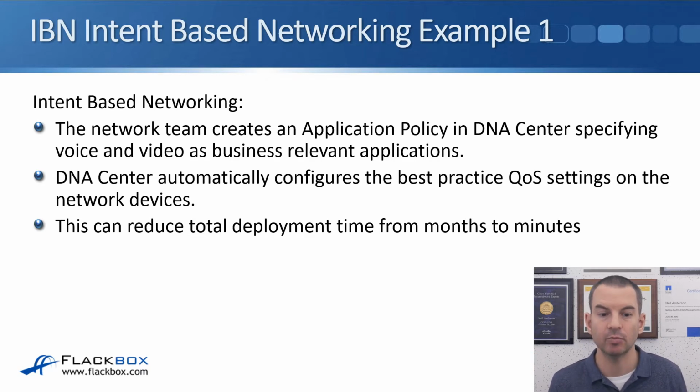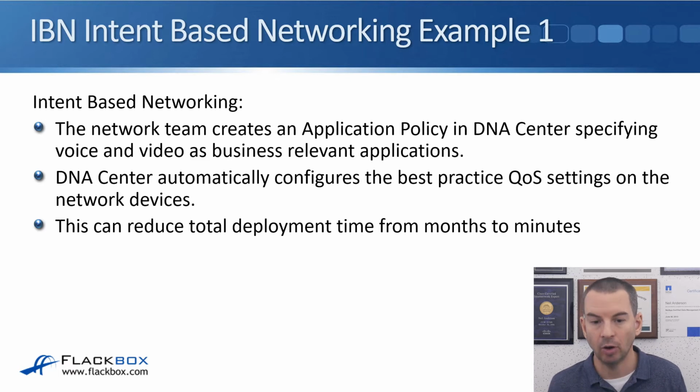So when we're doing it this way, the network team creates an application policy in DNA Center specifying voice and video as business relevant applications. And that's it. So we don't have to do the huge planning. We don't have to check what all our different network devices are. We don't have to have different configurations on different devices and in different locations. We can just quickly specify in our application policy that voice and video are business relevant applications.